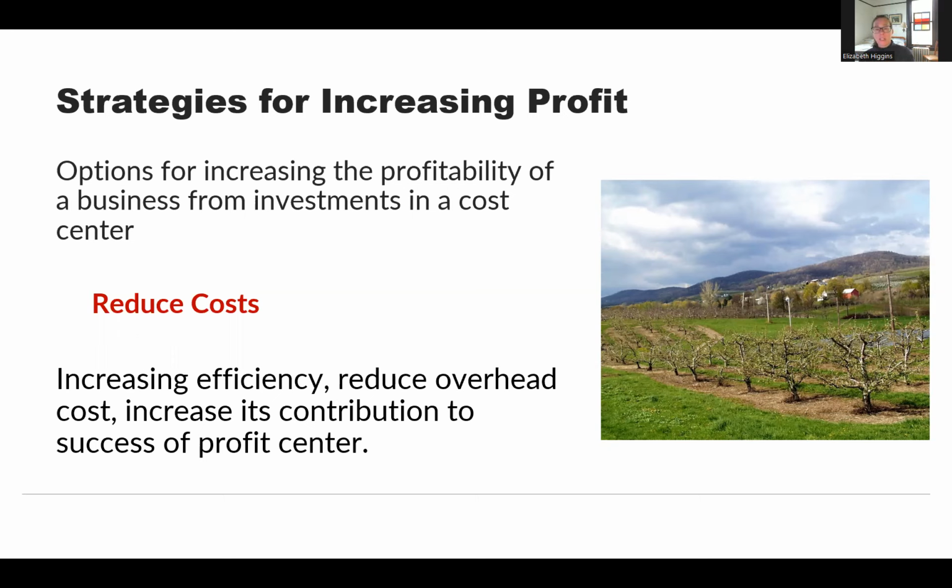Or you want to increase its contribution to the success of a profit center. So investments in marketing and sales, for example, may help you sell more apples or attract more people to your pick your own. So those are really the goals for improving a profit center.